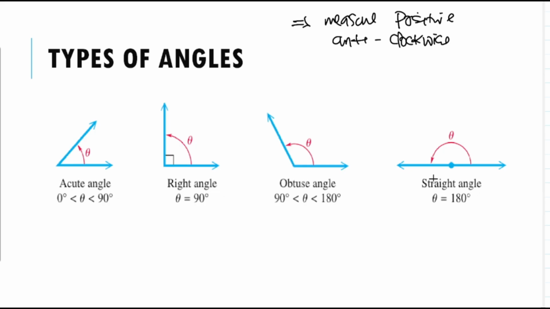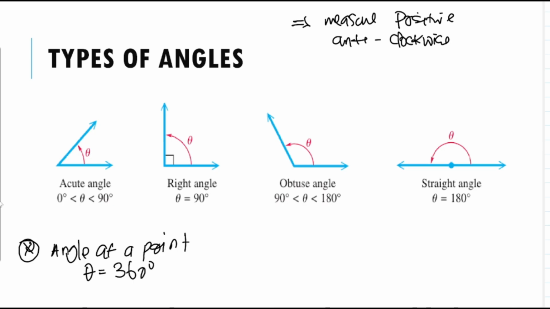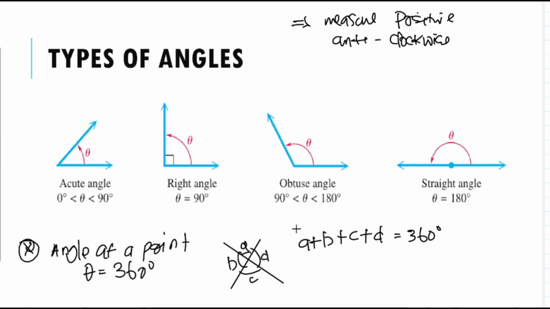Then there's another type of angle which is not mentioned here. We have what is called angle at a point. Do you remember what angle at a point is? Angle at a point is always equal to 360 degrees, and that can be described as angle in a circle. So when you have angles at a point, let's say A, B, C, D, then A plus B plus C plus D equals 360 degrees. So that is angles at a point.